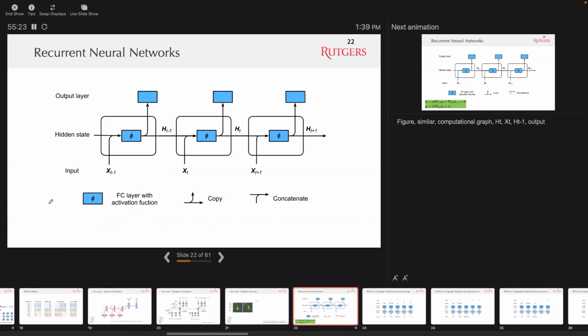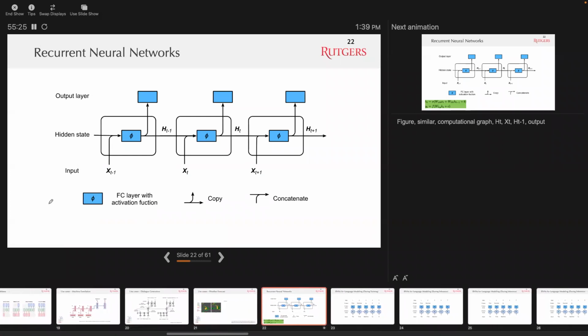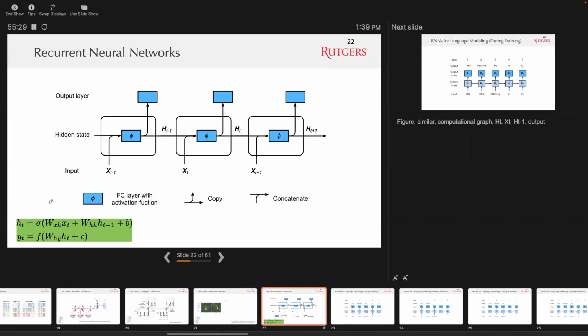Okay, and so this is RNN, right? And we have a very nice figure here. So you can see that just to review the structure of RNN a bit.